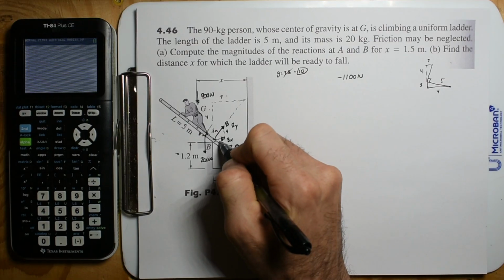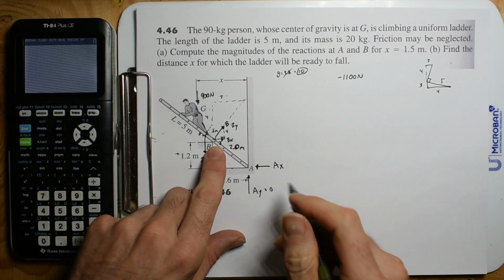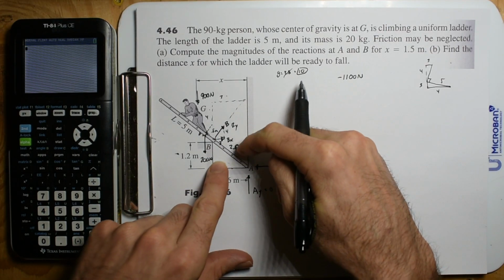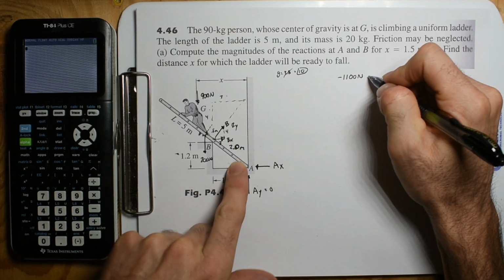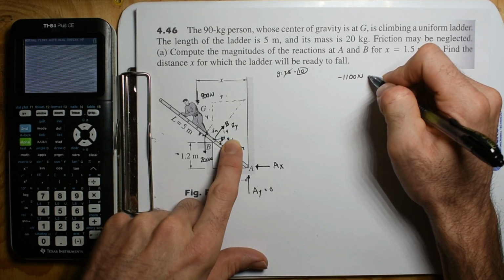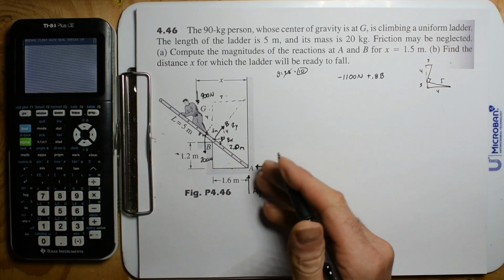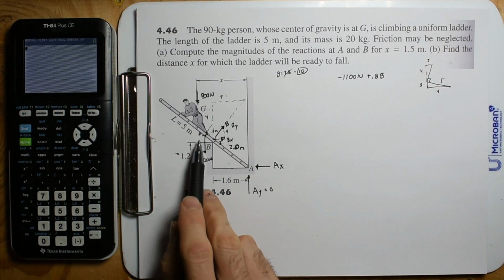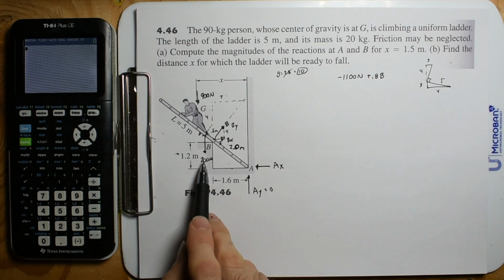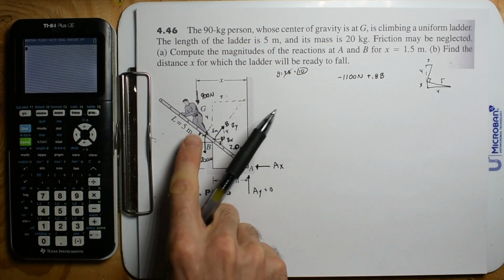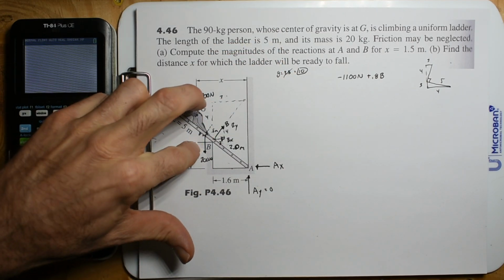And this is 4, and this is 3. Cool. Because I want the y component, which is going to be 80%. So it's going to be plus 0.8b. Okay, that's the only other components. So these two components down, 90 and 200, gravity is acting on the person and the ladder.